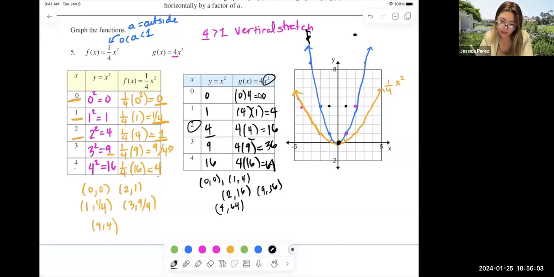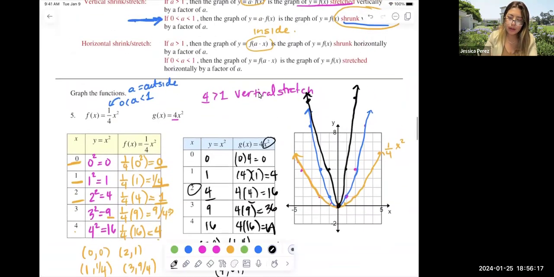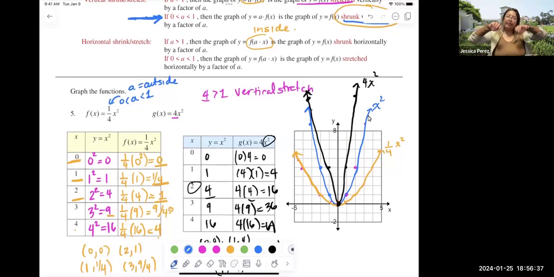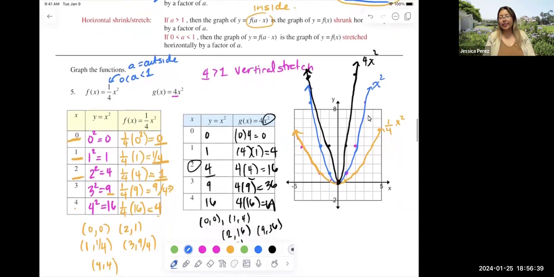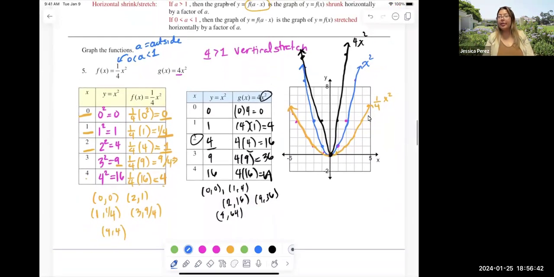Because this is going to be stretching vertically. So see how it's stretching like so? That black one is exactly 4 times x squared. So we have 3 graphs. We have the black graph, which is the parabola with the vertical stretch. We have our regular, the blue, which represents the one that doesn't have anything, where 1 is the coefficient, and then the 1/4, that's a vertical shrink. So that's what it takes for us to kind of visualize the graphs.